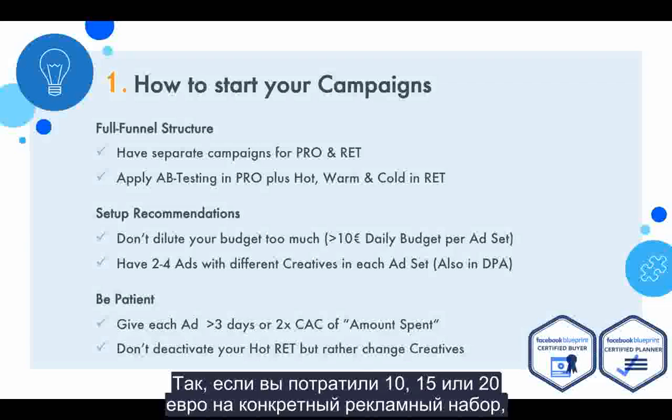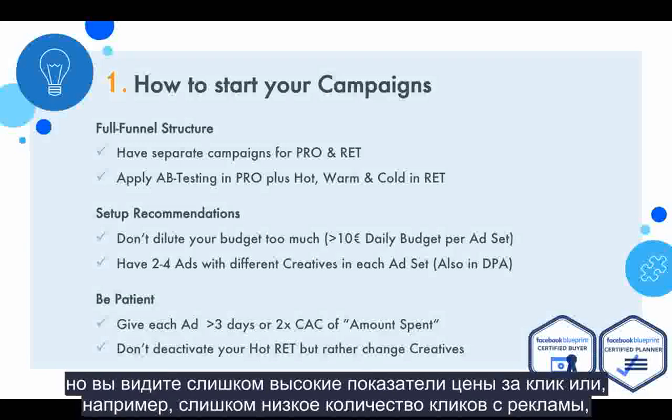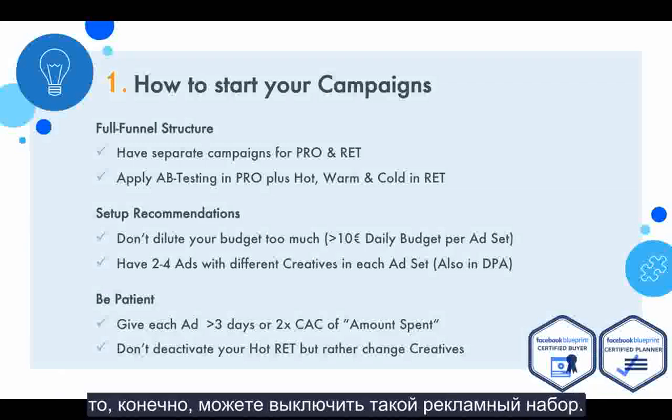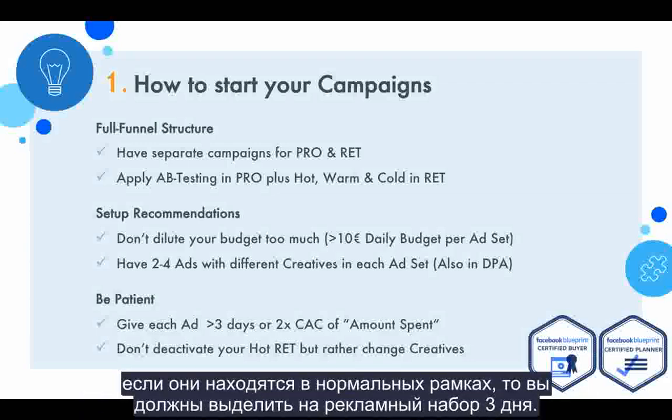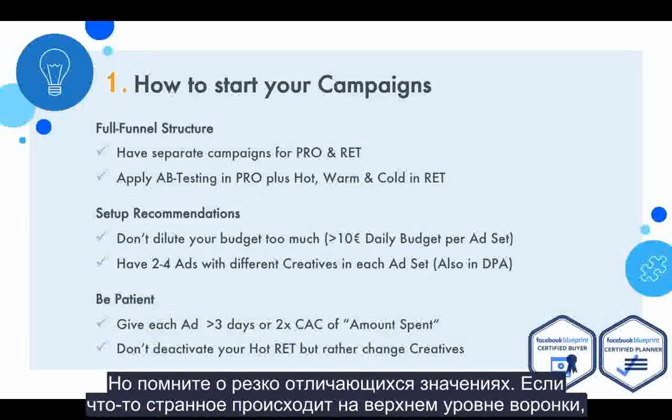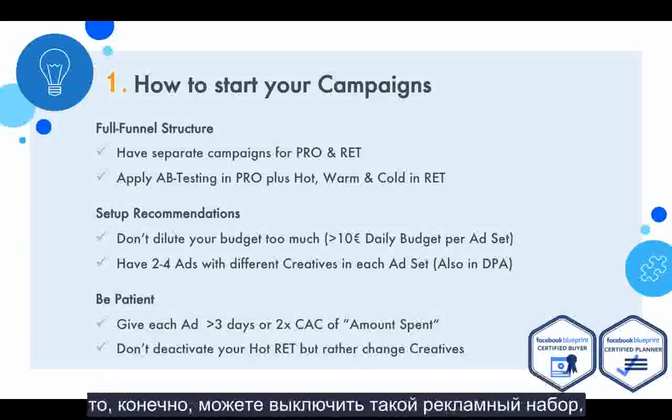So if you have spent only 10 or 15 or 20 euros on this specific ad set, but you see that the CPM is super high, or the click-through rate is very low, or the CPC is very high, well, then of course you can turn it off if you see an outlier, okay? But if all the upper funnel events are okay, within the normal distribution, so within your normal KPIs, then you should give it 3 days, okay? But please have in mind you should take care of outliers.